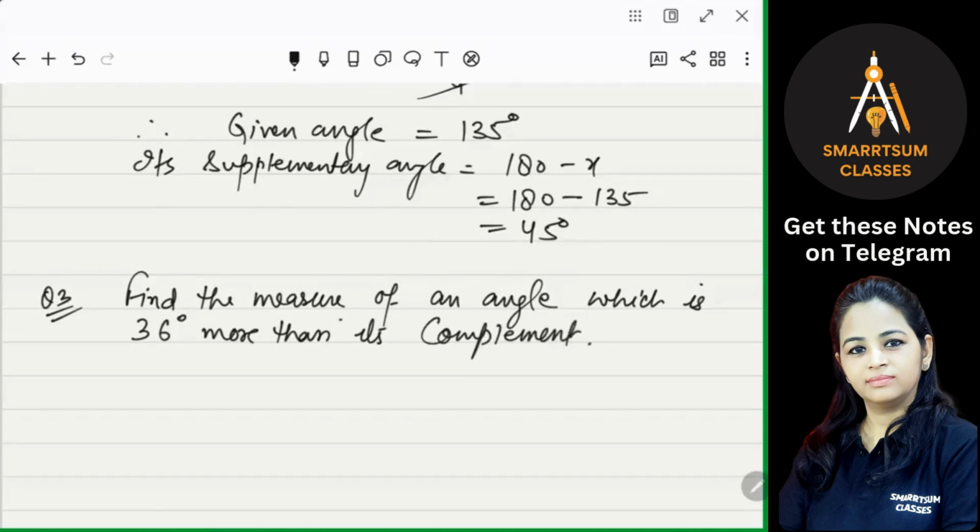Find the measure of an angle which is 36 degrees more than its complement. Are you getting it? Again, there is a relation given between an angle and its complementary angle. So what will we do? Can you find it on your own? Do it.